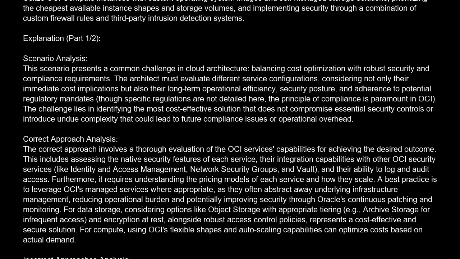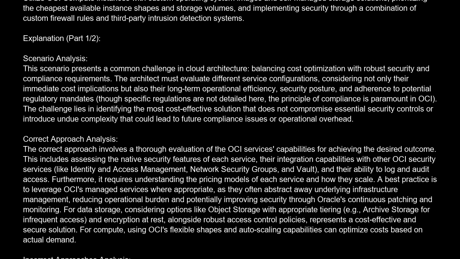The principle of compliance is paramount in OCI. The challenge lies in identifying the most cost-effective solution that does not compromise essential security controls or introduce undue complexity that could lead to future compliance issues or operational overhead. Correct approach analysis. The correct approach involves a thorough evaluation of the OCI service's capabilities for achieving the desired outcome.